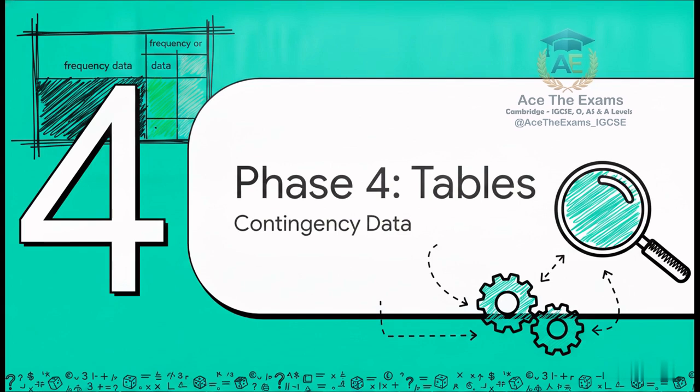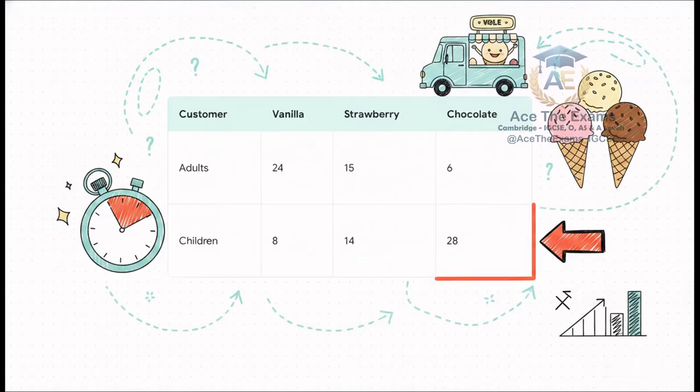Okay, Phase 4, contingency data. Now we graduate to the heavy-duty blueprints. Take a look at this ice cream seller's data. We have rows for adults and children, and columns for vanilla, strawberry, and chocolate. Our job is to extract specific probabilities from this matrix.